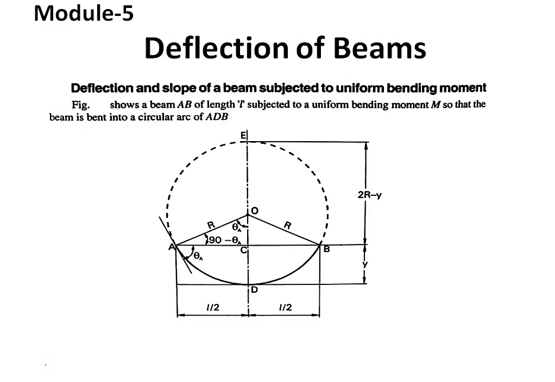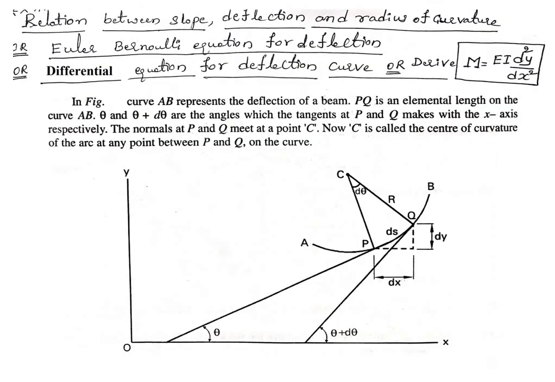Good morning, friends. Today we are going to discuss deflection of beams. In deflection of beams, we discuss the topic of deflection and slope of beams subjected to uniform bending moment, and the relation between slope, deflection and radius of curvature, which is also called the Euler-Bernoulli equation for deflection.